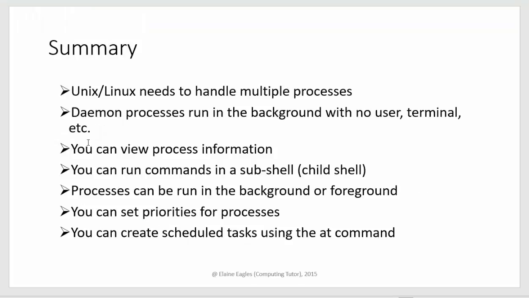Okay, so summary. Unix and Linux needs to handle more than one process, so you've just seen that. Daemon processes run in the background with no user terminal. The Apache process is an example of this. You can view process information with top and ps; for all the ps commands use man ps if you're not sure. You can run commands in a subshell as just shown, which creates a copy of itself to run the process in, leaving your original shell intact. Processes can be run in the background or the foreground. You can set priorities, and you can use the at command.